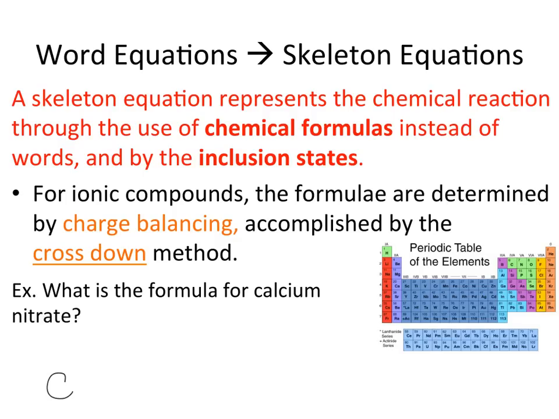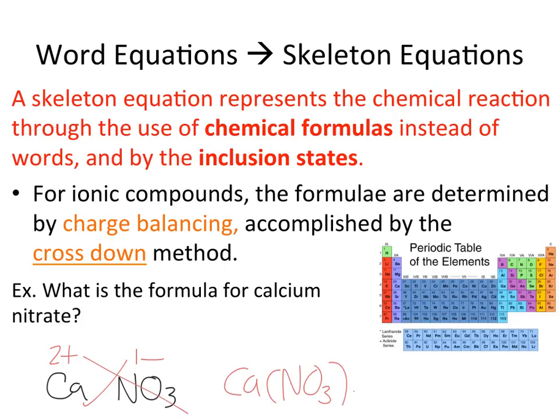Well, we know that calcium is Ca, nitrate is NO3. The charge of calcium is, well, it's in the second group over here, so it's going to be 2+, and nitrate is 1-, and we cross-cross. So we get Ca(NO3)2. So that's how we figure out our formulas for our ionic compounds, and this helps us build our skeleton equations.